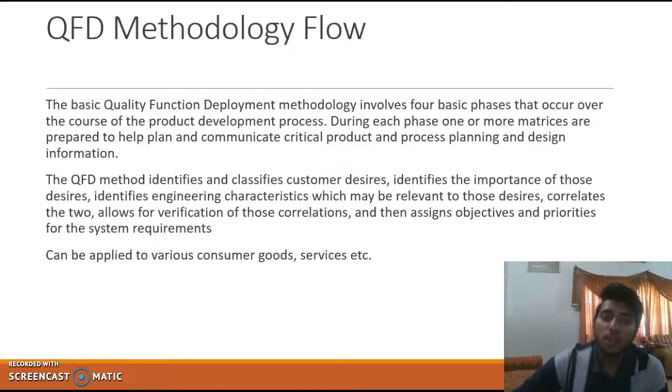The QFD method identifies and classifies the customer desires, identifies the importance of those desires, and identifies engineering characteristics which may be relevant to those desires, correlates the two, allows for verification of those correlations, and then assigns objectives and priorities for the system requirements. This methodology can be applied to various customer goods, FMCG goods, services, automobile industry, military, etc.